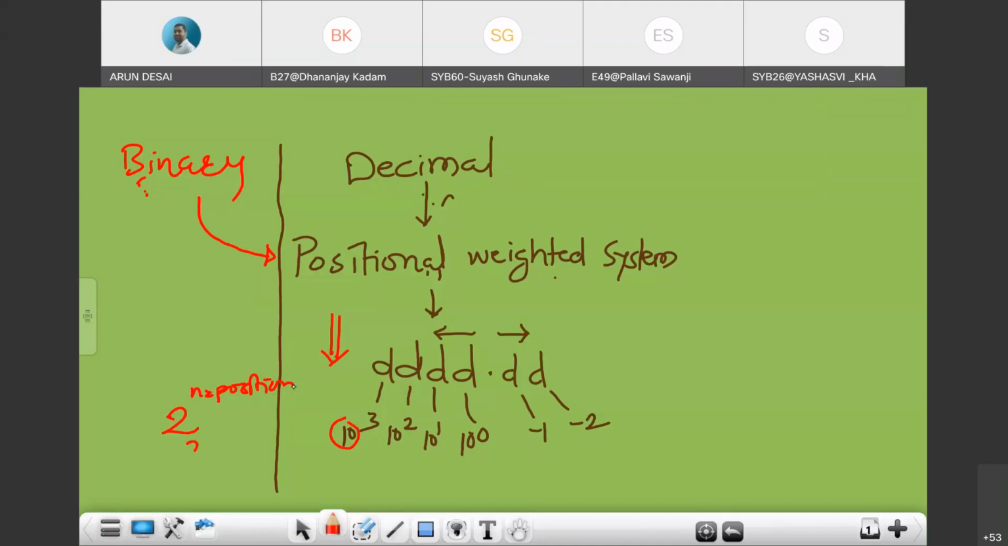So if you have a decimal point, the same rules are applied in binary as well. Whether it is left or right of the radix point, at any position, all the rules I stated for decimal are applied in binary as well, right? So this is the positional weighted system, right?